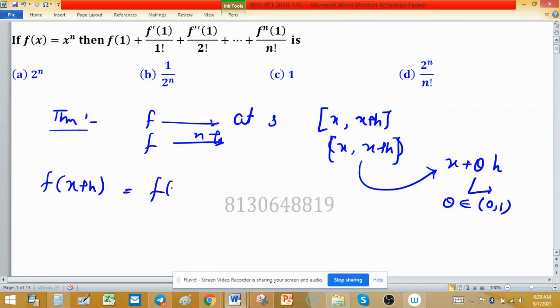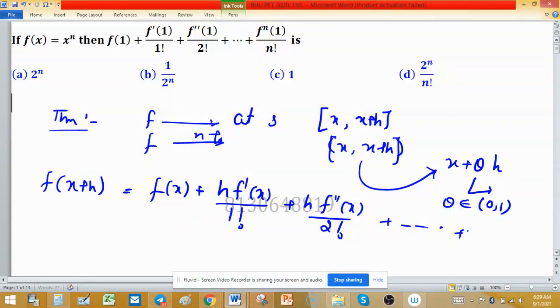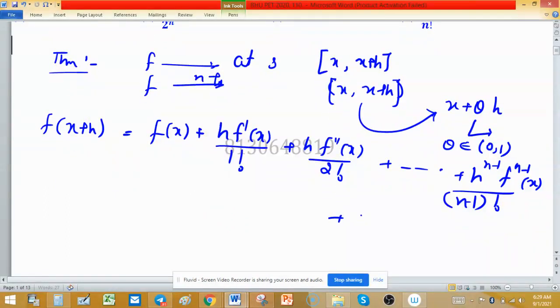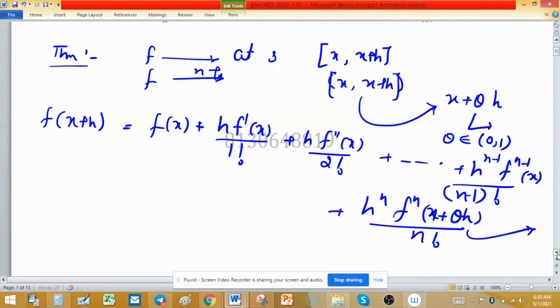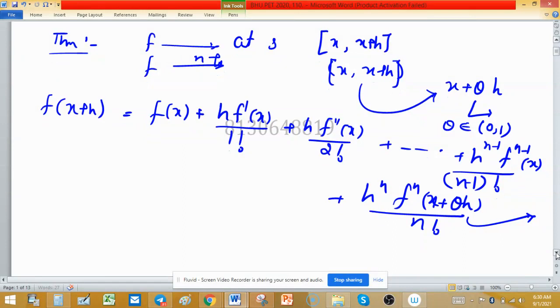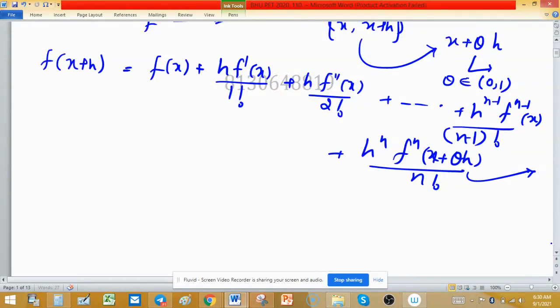So f(x+h) I can write as f(x) plus h f'(x)/1! plus h² f''(x)/2!, and so on up to h^(n-1) f^(n-1)(x)/(n-1)!, and the last term will be h^n f^(n)(x+θh)/n!. Sometimes this term is known as the remainder term, because Taylor's theorem is used to write a function in a polynomial structure.